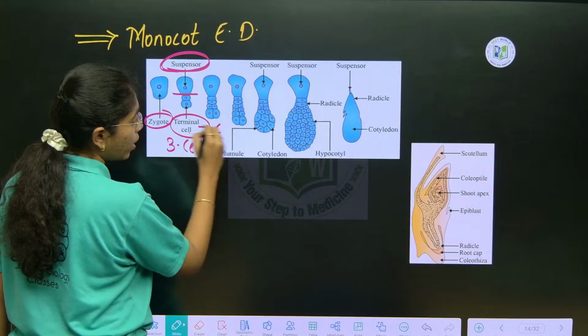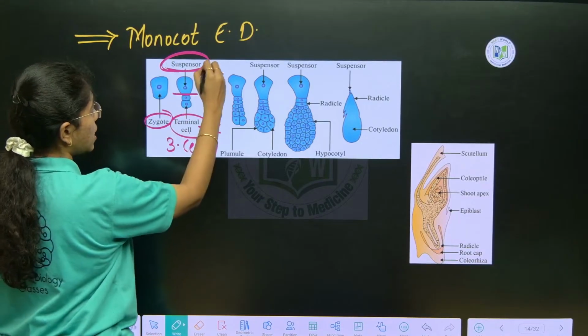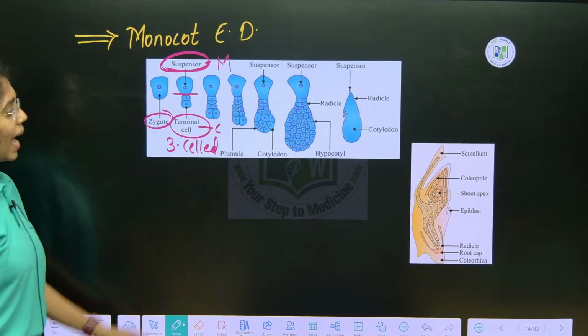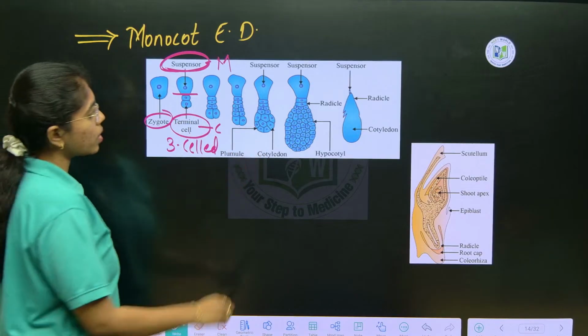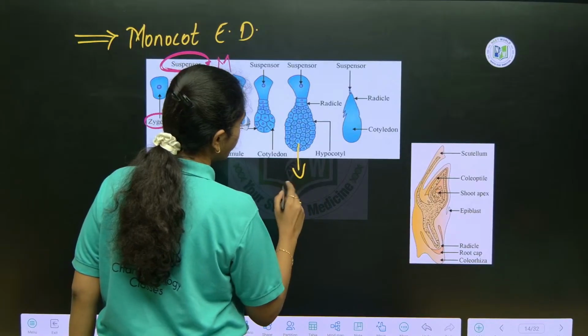Terminal cell is at what end? Chalazial end. Suspensor is at what end? Micropylar end. As such, the same development pattern you will see. Okay, and this will result in the formation of what? Globular embryo.